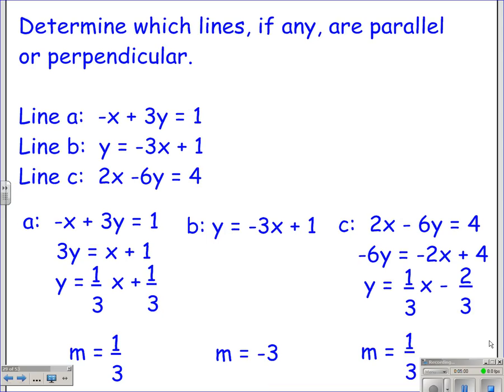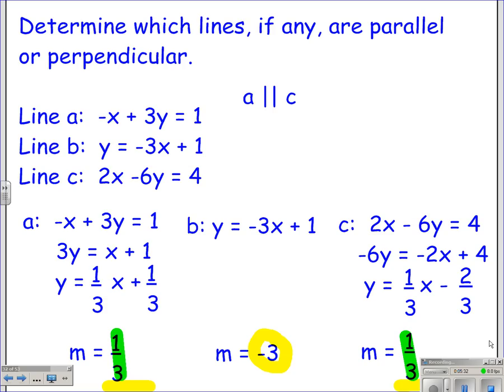I see line A's slope as 1/3, line B's is -3, and line C's slope is 1/3. We know that when we have two slopes that are the same, those two lines are parallel. So we're going to say A is parallel to C. Notice the little railroad tracks in between A and C. That's the parallel symbol.